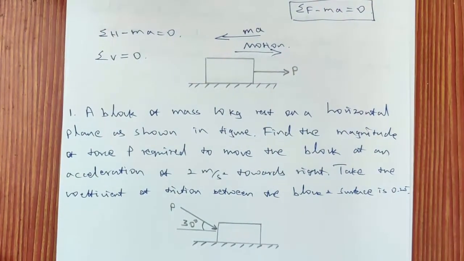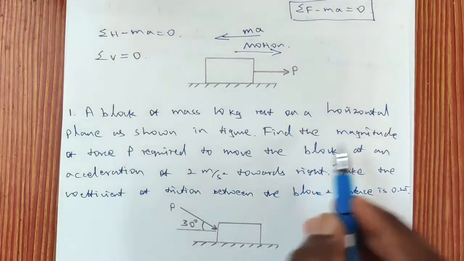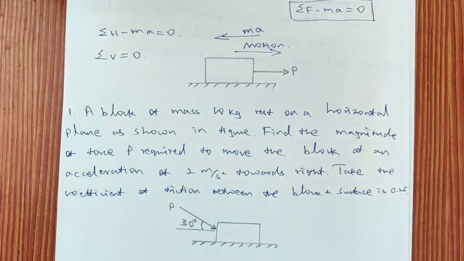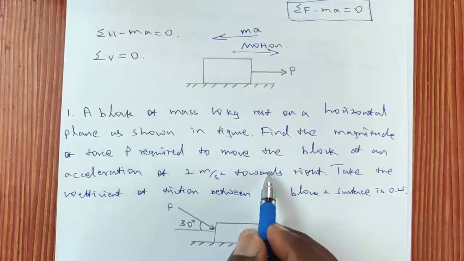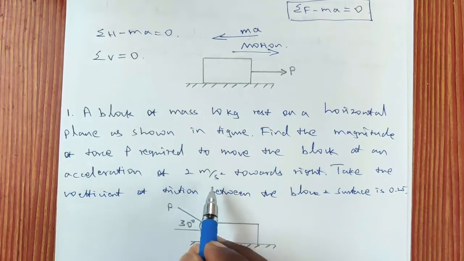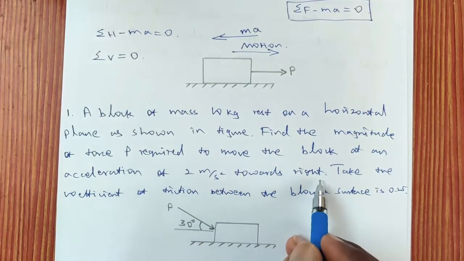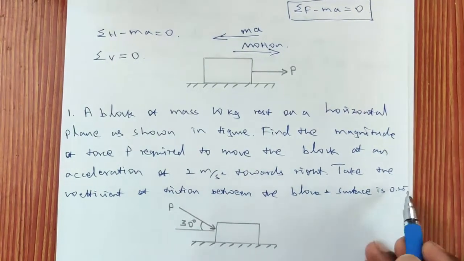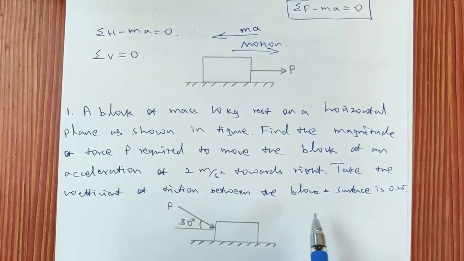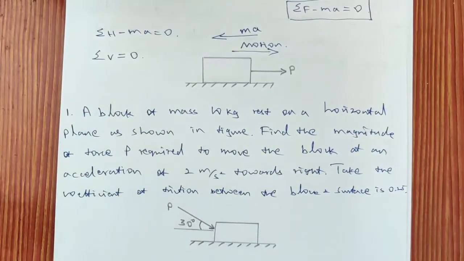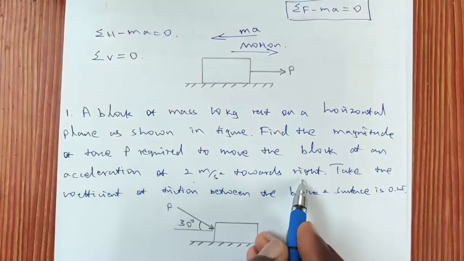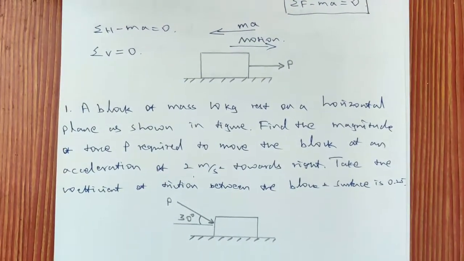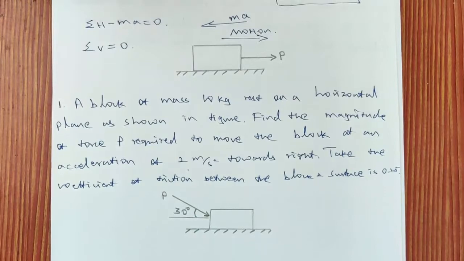The first problem is: a block of mass 100 kg rests on a horizontal plane as shown in the figure. Find the magnitude of force P required to move the block at an acceleration of 2 meter per second square towards right. Take the coefficient of friction between the block and surface as 0.25. So here the acceleration is given and the body is moving to the right side direction. So this is a kinetics problem.